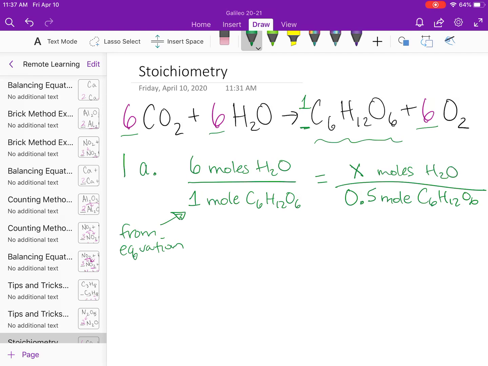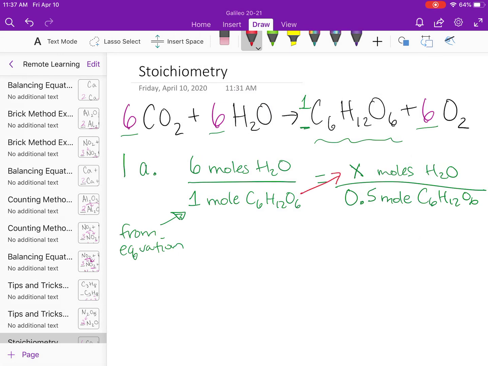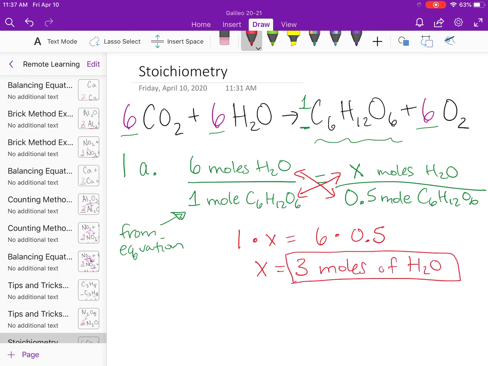So now you may have seen something like this before, and now what we want to do is cross multiply. So we want to multiply these numbers by each other, these numbers by each other. So 1 times X equals 6 times 0.5. Okay, so X equals 3 moles of H2O. So that tells us that if a plant for a whole week only needs half a mole of glucose to survive, then it would only need 3 moles of water.